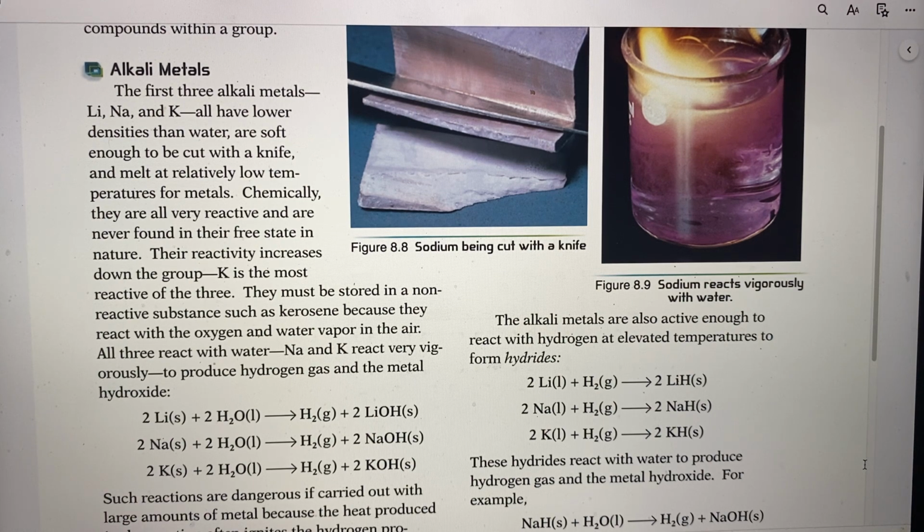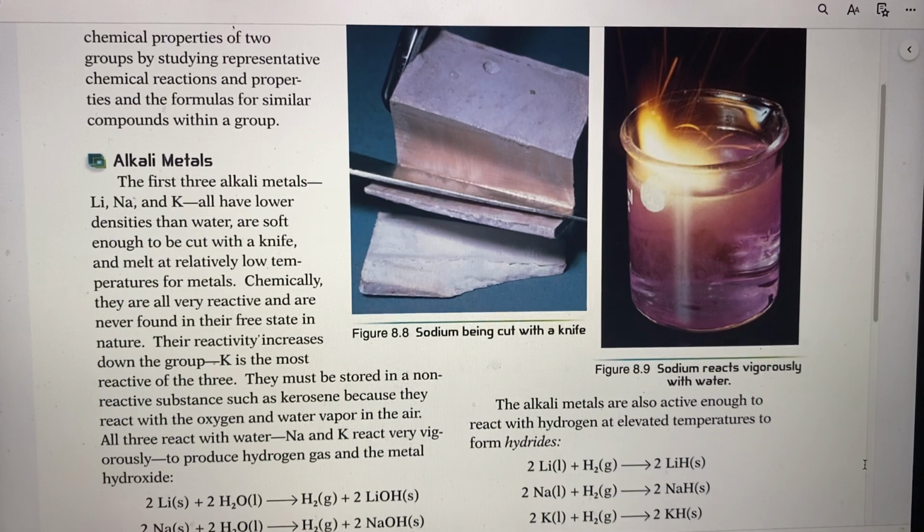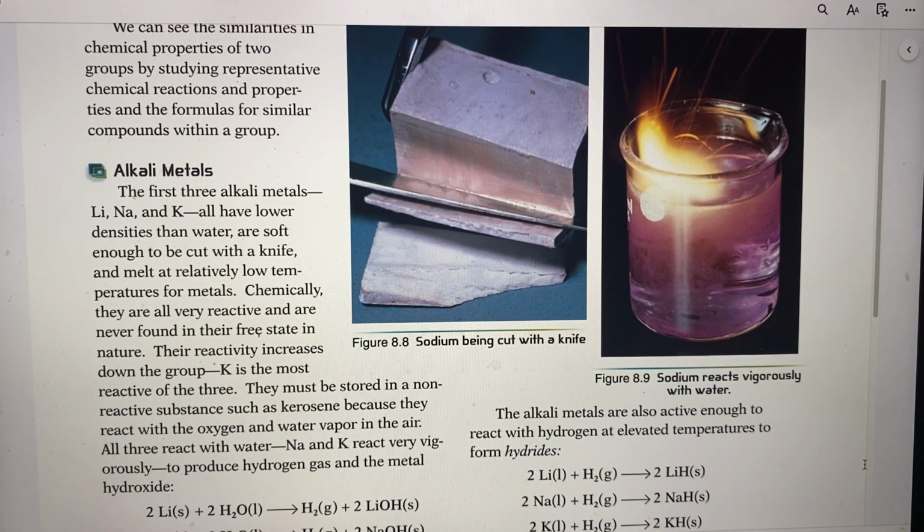So basically the first three alkali metals are lithium, sodium, and potassium. And they have some characteristics. Let's go over their characteristics. They have lower densities than water usually. You can usually cut them with a knife, like in that picture. See how you can cut it right with the knife? So they're metals that you can cut. And they actually melt at very low temperatures for metals, but they're very reactive. They react very easily, with a lot of different things, let's just say that.